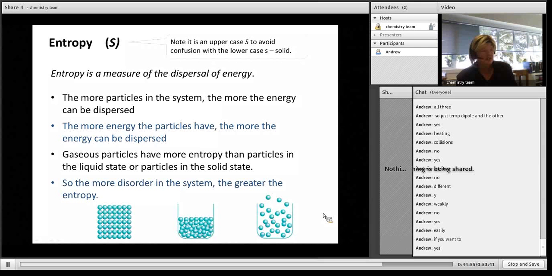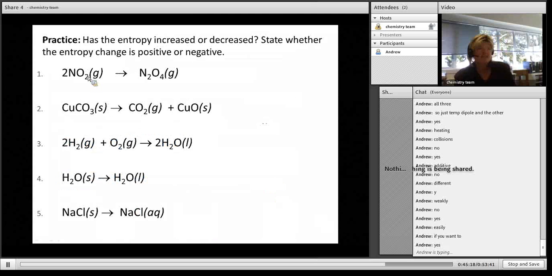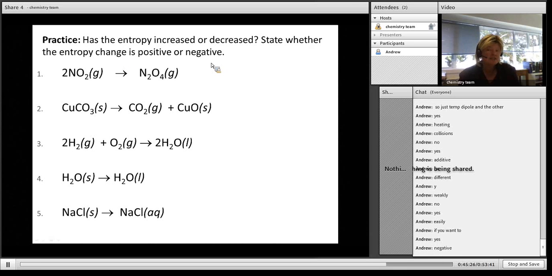So here, lots of order in a solid, less order in a liquid. You can see they've still got lots of attractions. They're moving around though more freely compared to a gas where they're moving around lots, going faster as well. And so there's a lot more disorder over there. Okay, so what we're going to look at here is if entropy is increased or decreased. Now I've said state whether the entropy change is positive or negative. So if entropy is increased, it's a positive change. If entropy has decreased, it's a negative change.